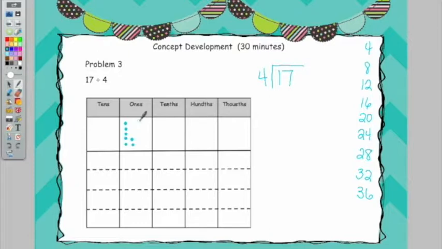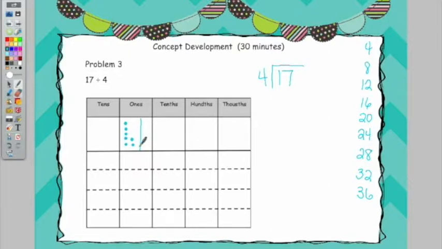My take? Because you still can't divide 4. You can't divide 1 into 4 equal groups anyway, can you? So you could do that. You could write the 1 there and then regroup, or you could just start with 17 ones. What do you think?